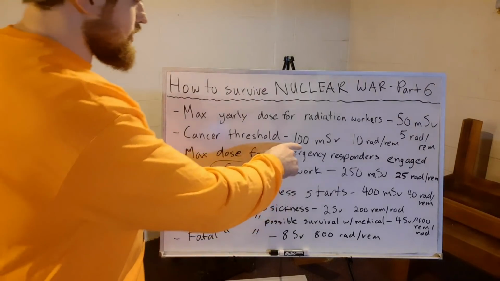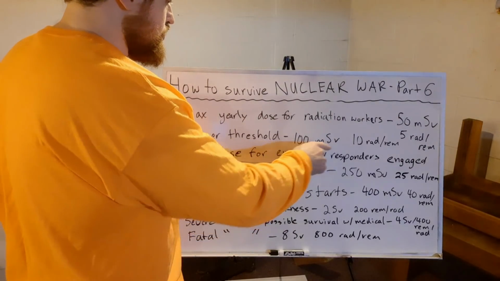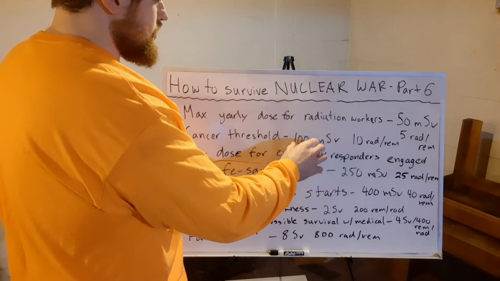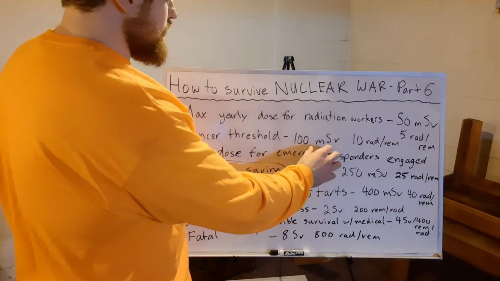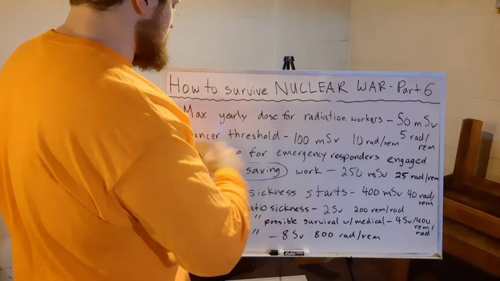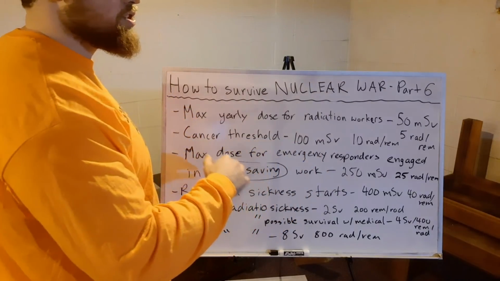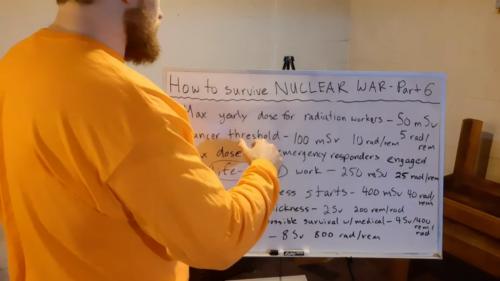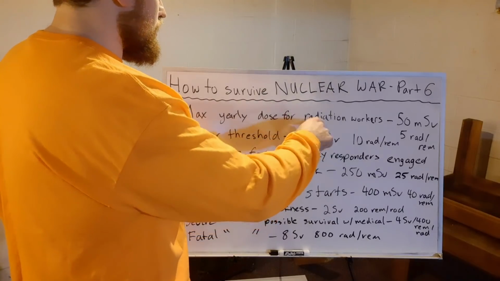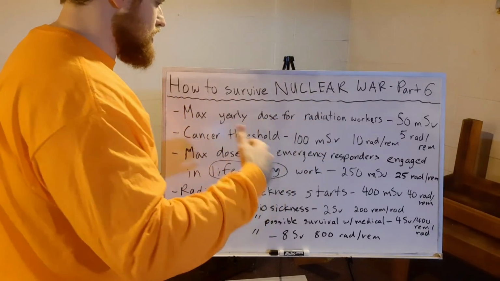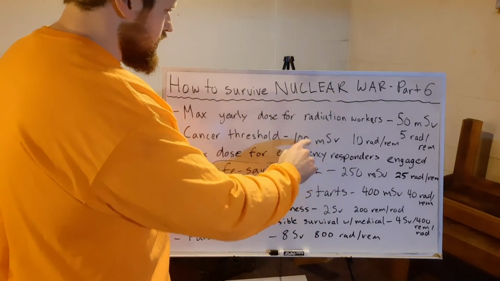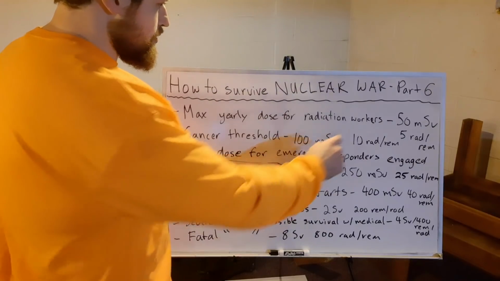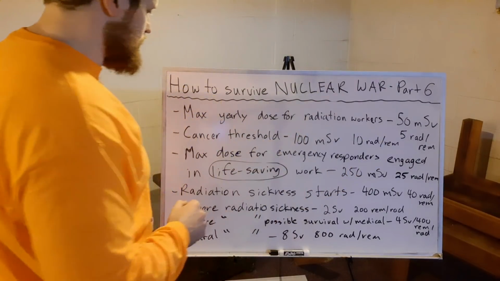Now, at this level of absorbed dose, the chances of having cancer is very low. But this is the threshold where the chances of cancer start. And then as you go up from here, the chances increase more and more. But this threshold is 100 millisieverts or 10 rads or 10 rems.